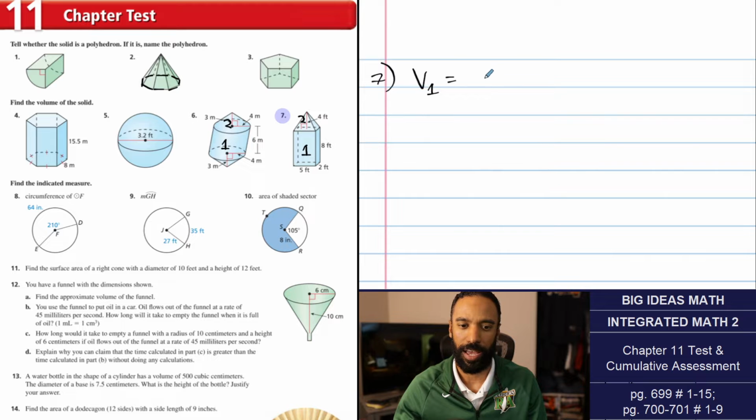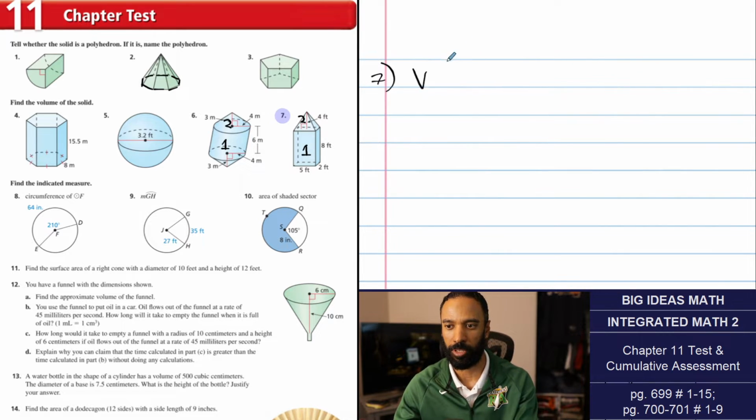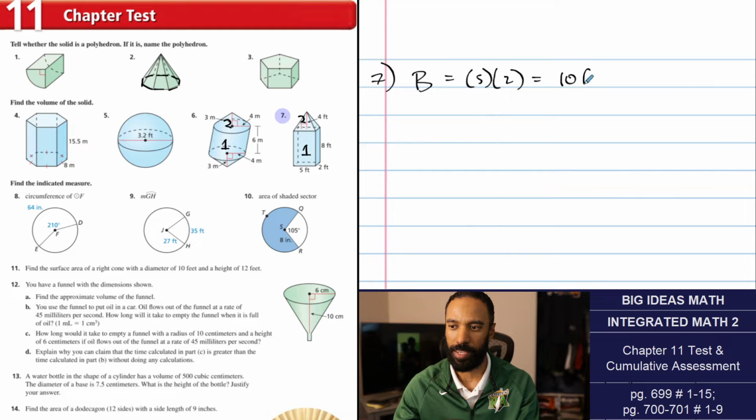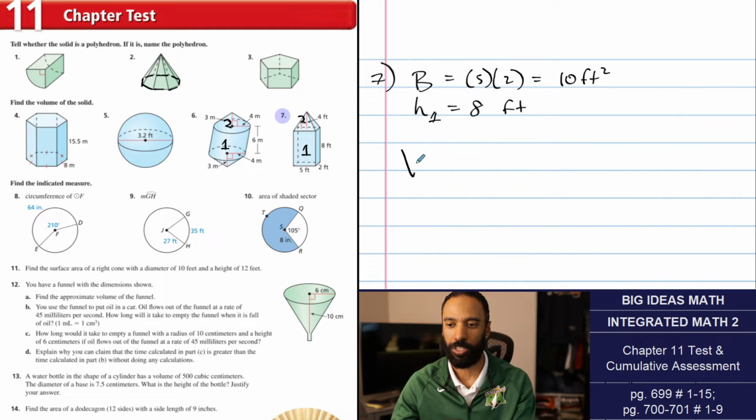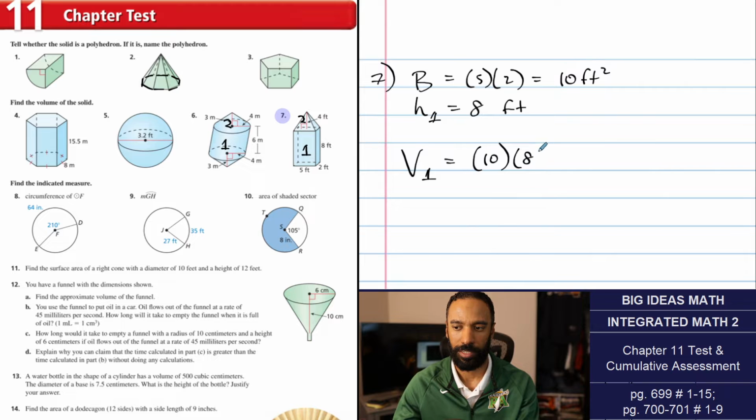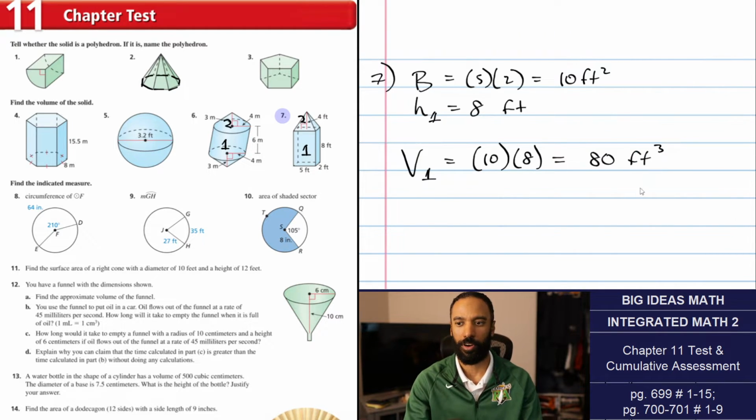So, object 1, we're going to do area of base times height. In order to get there, let me back this up a little bit. Area of base for both objects is 5 times 2, which is 10. 10 square feet of base area. The height of object 1, based on how I drew that, is going to be 8 feet. So, the volume of object 1 is area of base times height. 10 times 8. We get 80 cubic feet of volume for object 1.